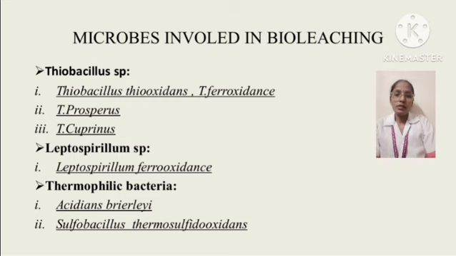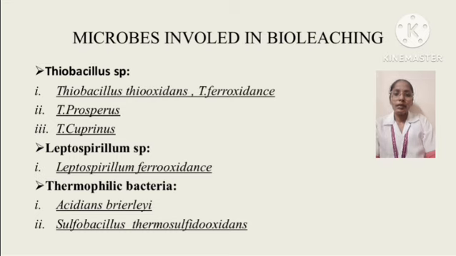Thiobacillus thiooxidans is the bacterium that oxidizes sulfur into sulfuric acid. This acid produced helps dissolve the metal sulfides, making the metal soluble. Thiobacillus ferrooxidans is the most important bacterium in bioleaching. It oxidizes ferrous ion into ferric ion. Ferric ion chemically attacks metal sulfide ores, releasing metals like copper and uranium.